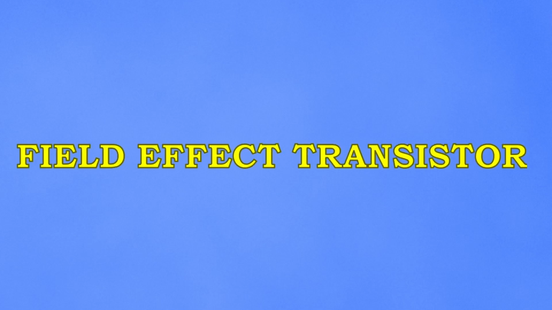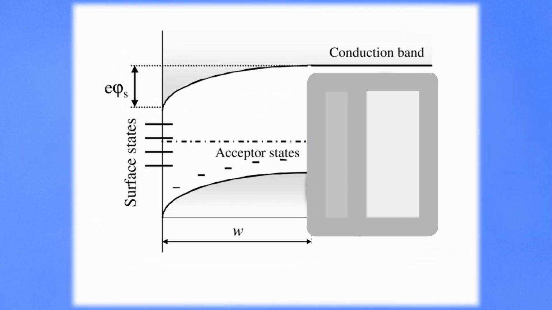They still didn't manage to create a field effect transistor, however, as they couldn't get over the surface states, which basically block the electric fields that are essential for a field effect transistor.